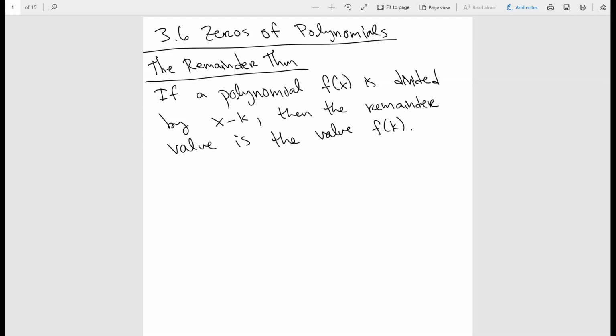Before we start with the zeros of polynomials, I want to show you a really good theorem, which is called the Remainder Theorem. It's just a really cute trick that you can use instead of just plugging in a value into the function. What the remainder theorem says is that if a polynomial f of x is divided by x minus k, then the remainder value is f of k.